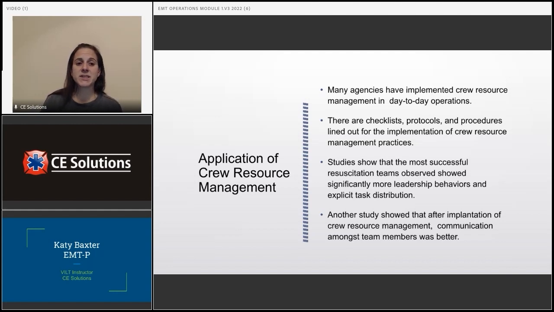Application of crew resource management. Many agencies have implemented crew resource management in day-to-day operations. Your checklists, protocols, procedures outline this implementation. Studies show that the most successful resuscitation teams observed show significantly more leadership behaviors and explicit task distribution. Another study showed that after implementation of crew resource management, communication amongst team members was better.